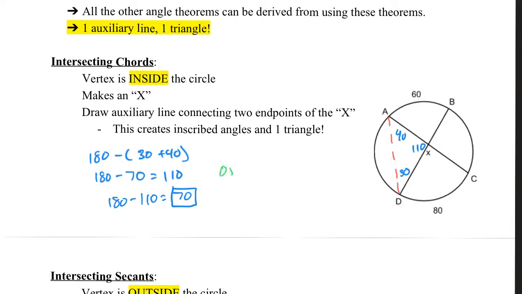Or you can just do the exterior angle theorem, which says that this angle right here, which is an exterior angle of this triangle right here, is equal to the sum of the two remote angles, or the two other angles that it's not close to, inside the triangle. And we already know that that's 40 and 30. We just found that out. So you can just say that x is equal to 30 plus 40, which is equal to 70.